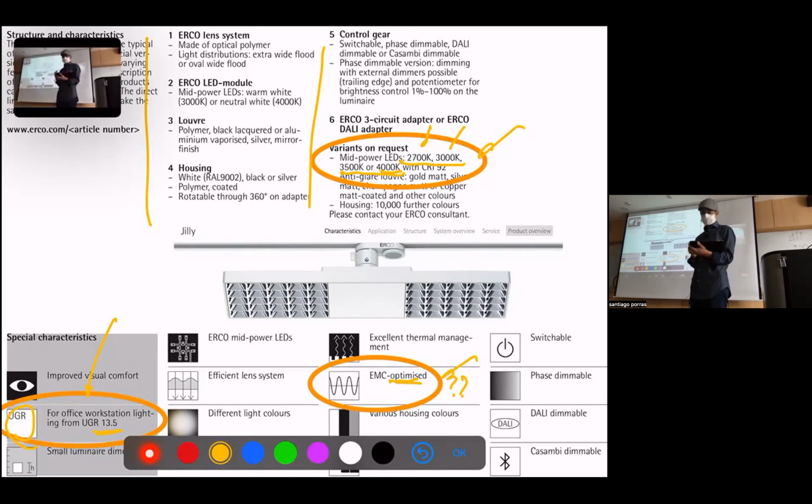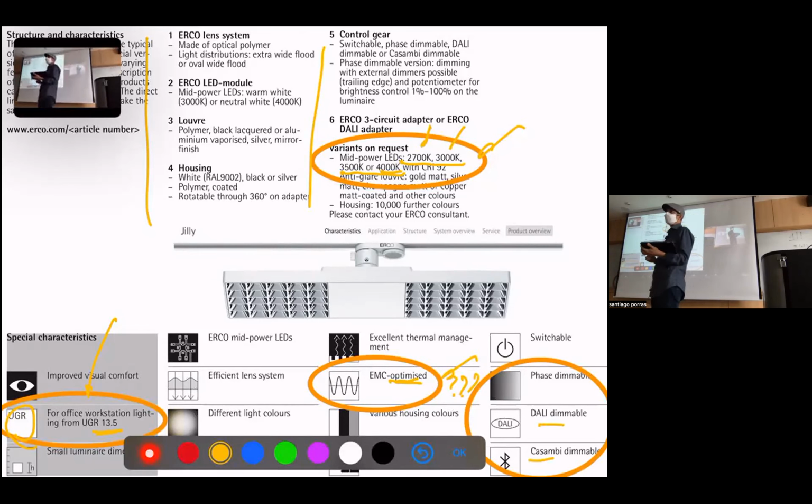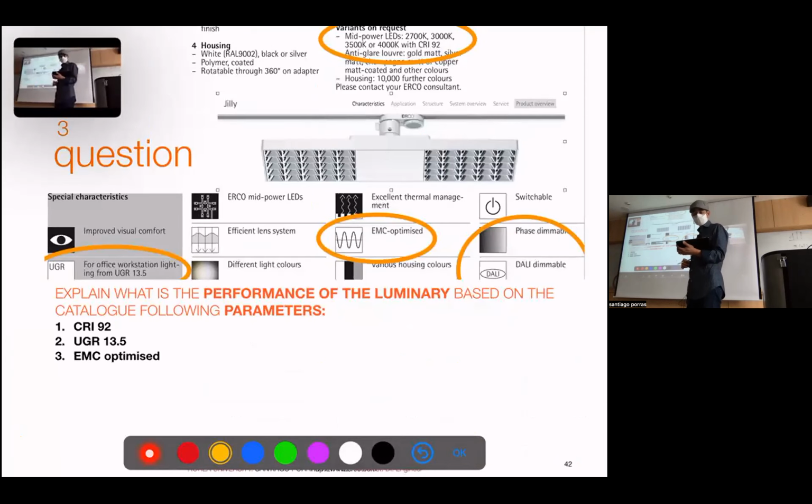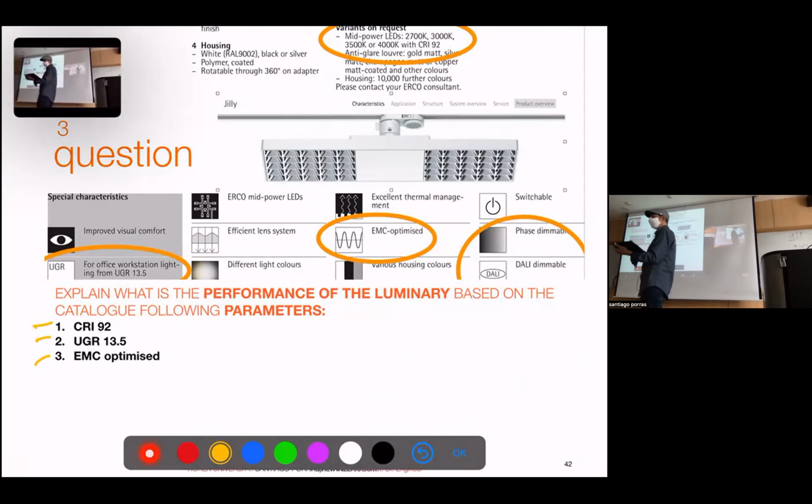Because this is among the most expensive in the market. Then we have the dimmability, and they follow both standards. So you can use all of them, right? So with this, just write in one word on your sheet: what is the CRI 92? What's the UGR 13.5? And how much can we expect about this optimized thing?